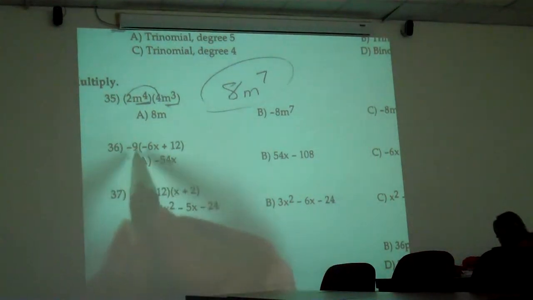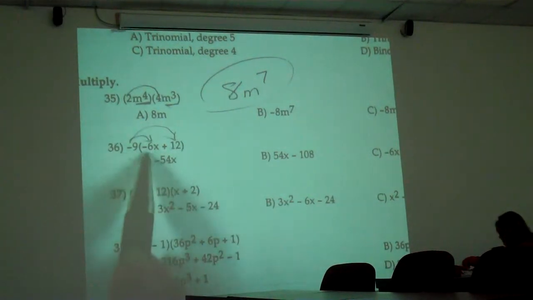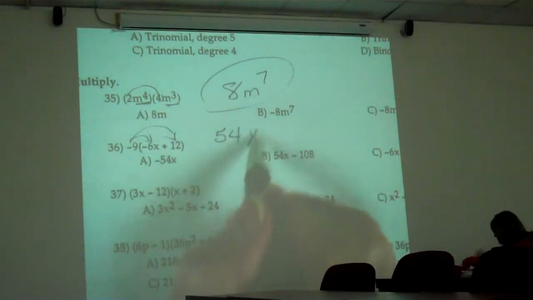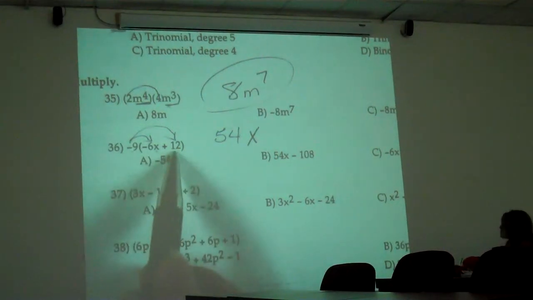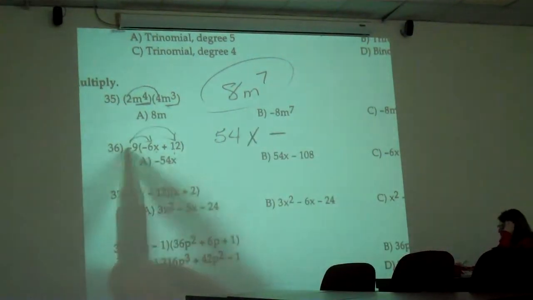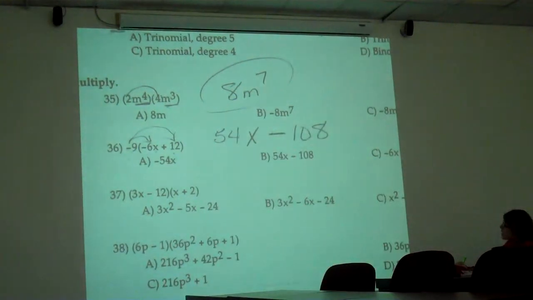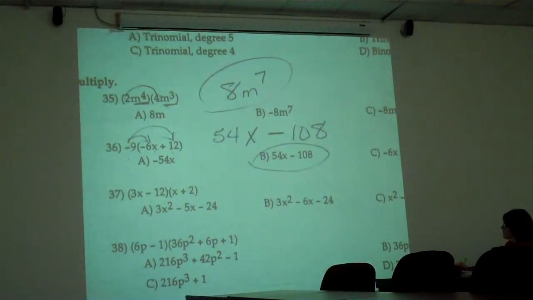Okay, this one you're going to multiply negative 9 times both terms. So first, negative 9 times negative 6x. Negative times negative is positive. 9 times 6 is 54. And don't forget the x. And then now we're going to do negative 9 times positive 12. Negative times positive is negative. 9 times 12, 108. And that's it.